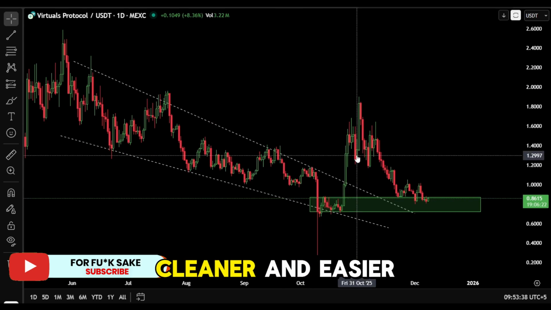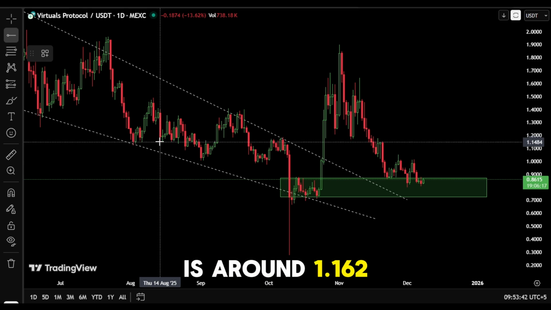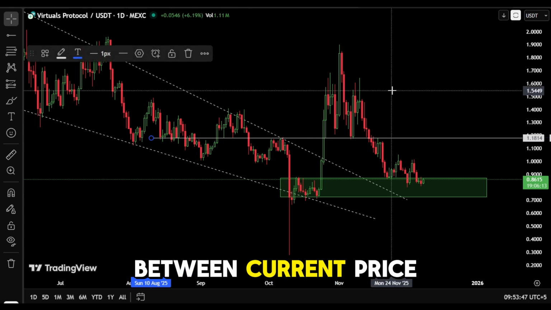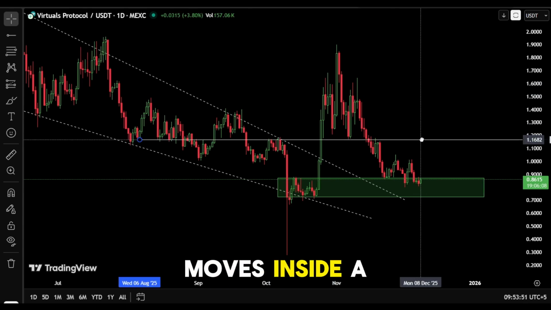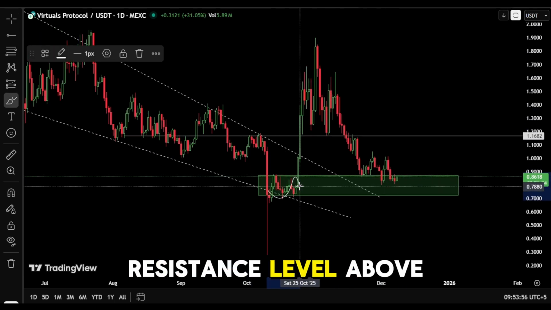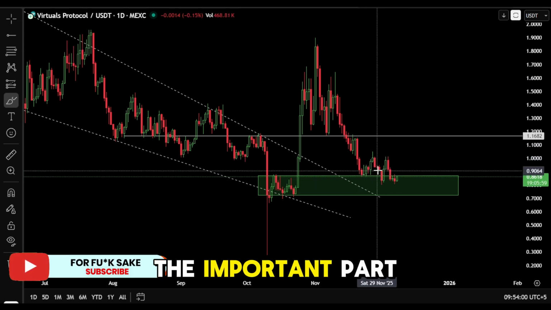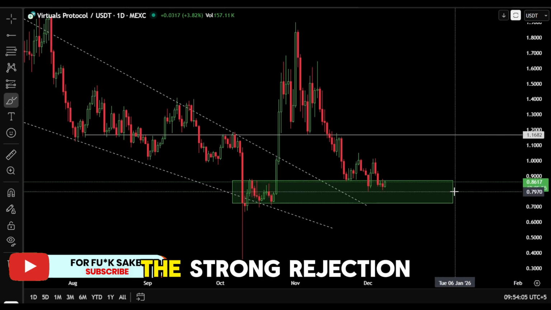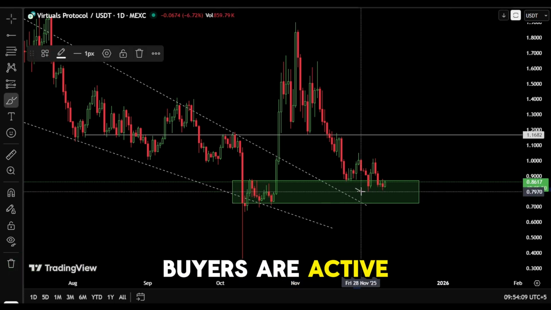Daily structure looks cleaner and easier to track. The main resistance we are watching is around 1.162. Price has not touched that level recently, but the space between current price and resistance is wide open. When a market moves inside a clear range between a firm demand zone below and a clean resistance level above, it often prepares for an impulsive move. The important part here is that buyers reacted exactly where they needed to. The strong rejection candle at daily support tells us buyers are active.